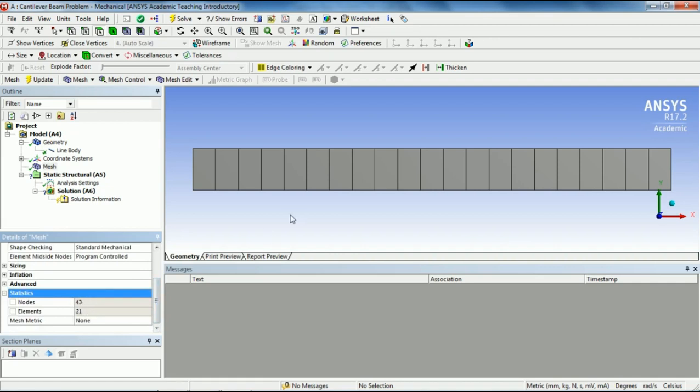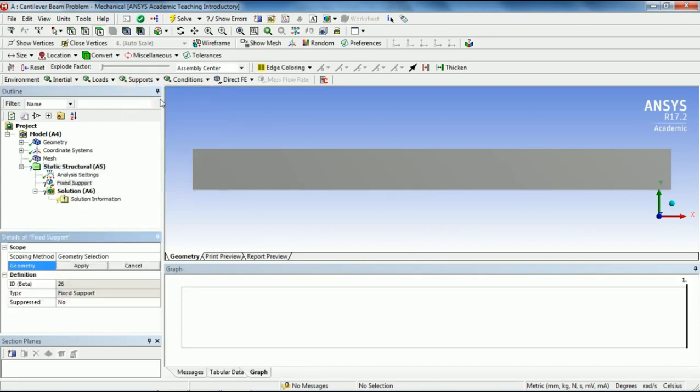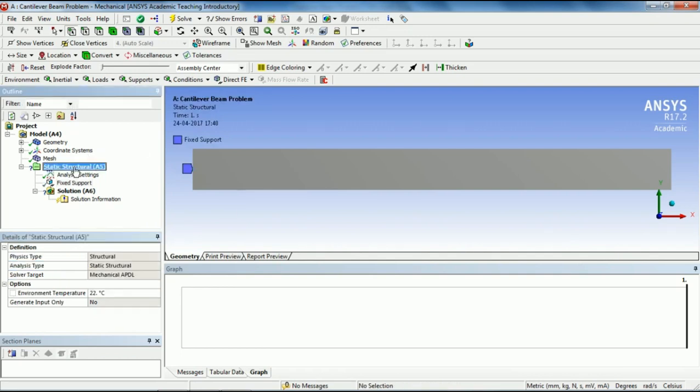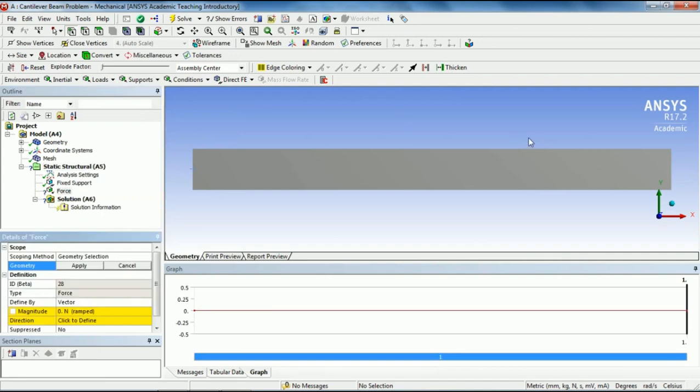Now the next step is to apply the supports. Now select Static Structural, go to Supports, select Fixed Support and make sure to highlight this vertex filter and select the left side vertex to apply the fixed support to it. Again select Static Structural to apply load, that is the point load on the right hand side vertex. Select Force, make sure to highlight the selection filter, that is vertex, and select vertex and apply.